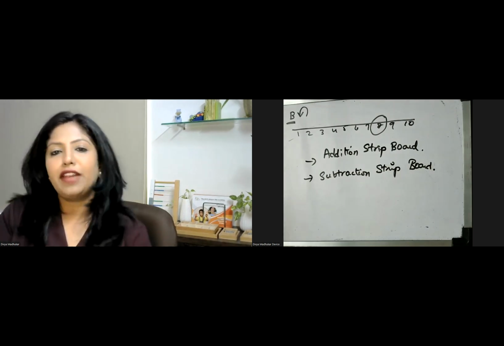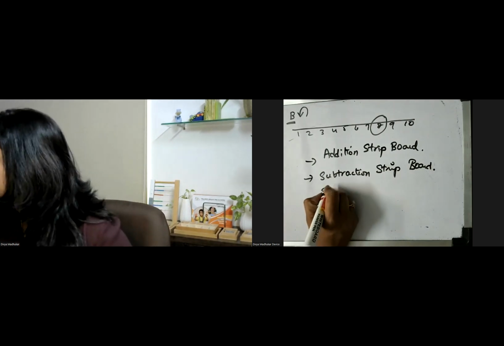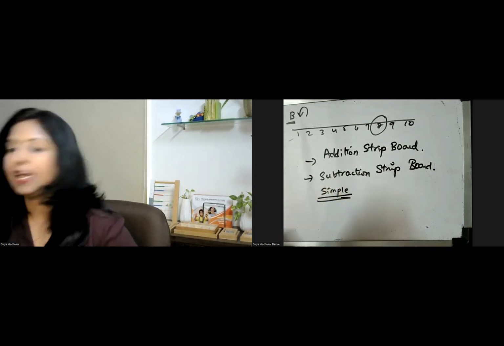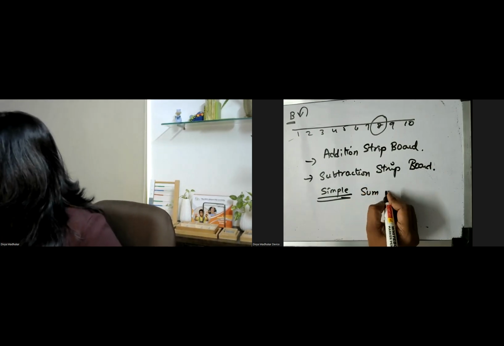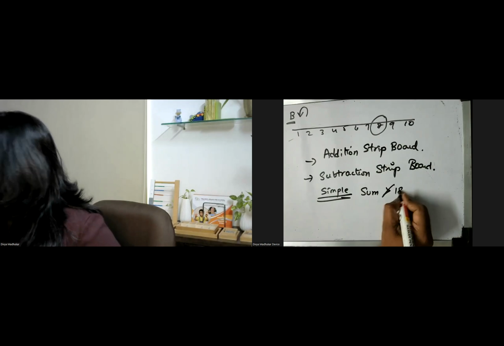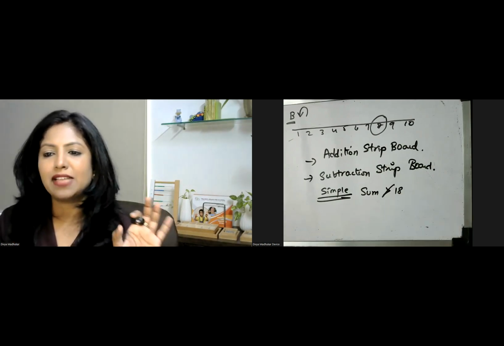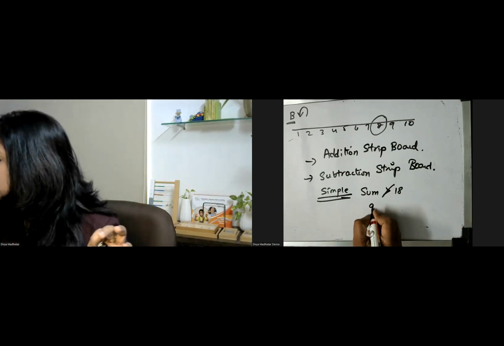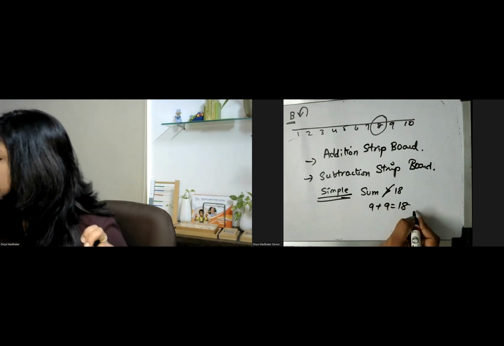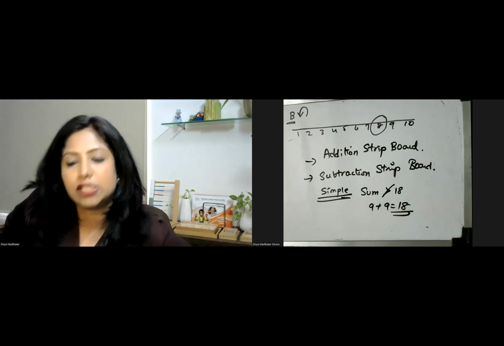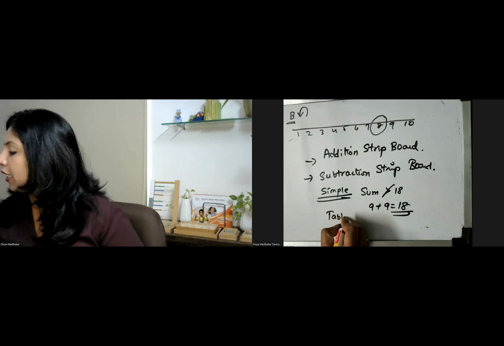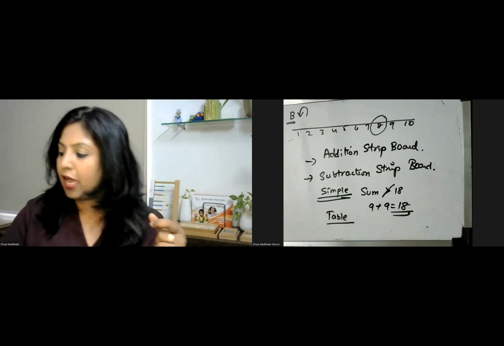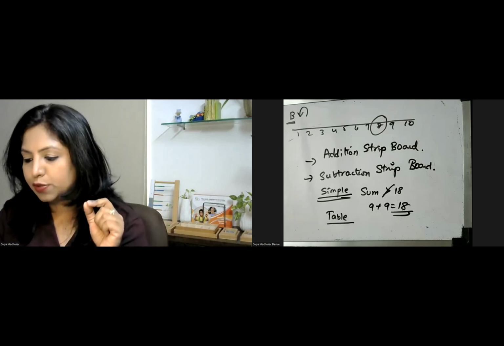Now, what kind of an addition can you do here? You will be able to only perform simple addition. That means the sum cannot be greater than 18. The maximum sum has to be 18. That means the last addends can be 9 plus 9 is equal to 18. So this is the last one. So what we can always work is like you can give them some kind of a table for reference. Now, how would a table for reference look like?